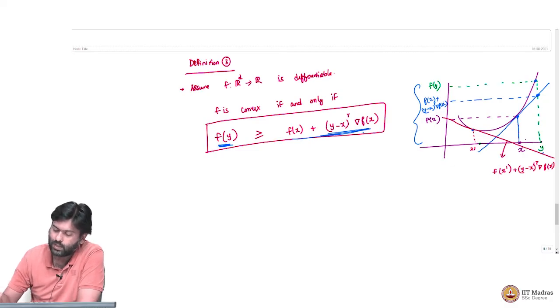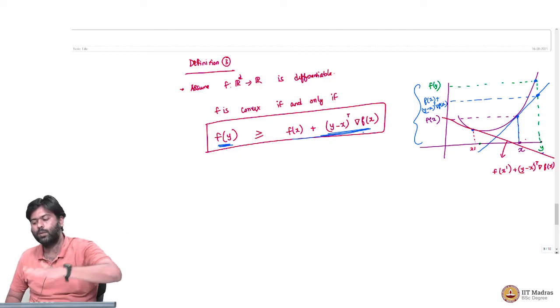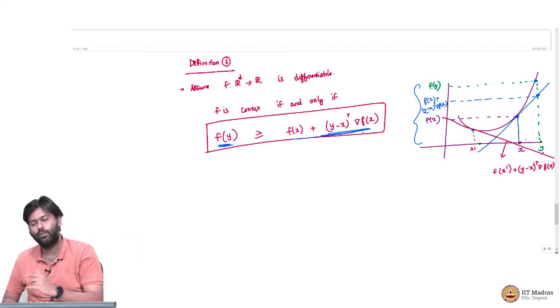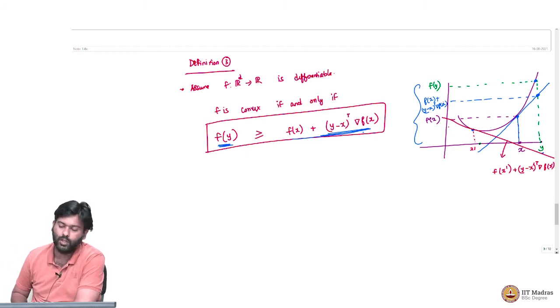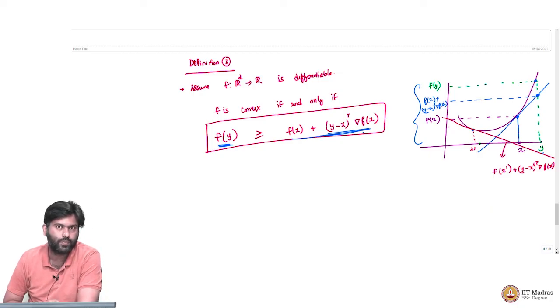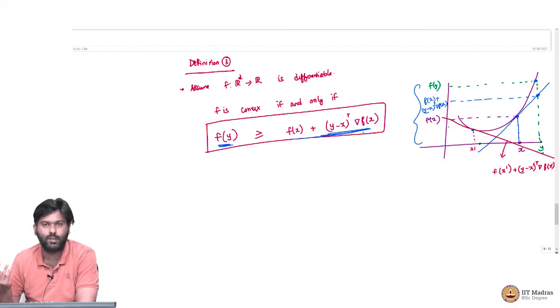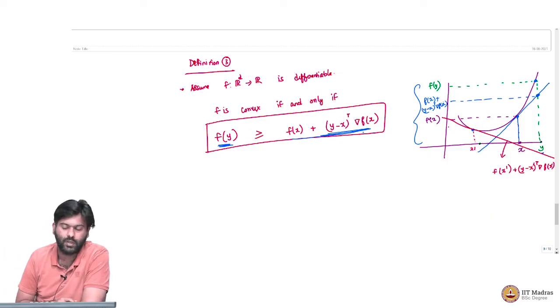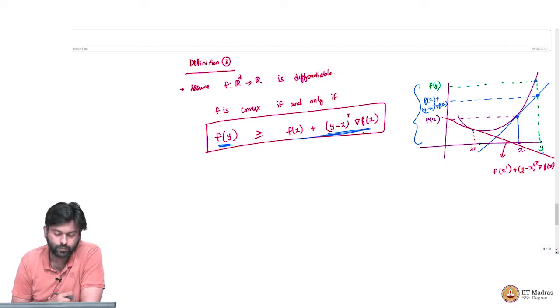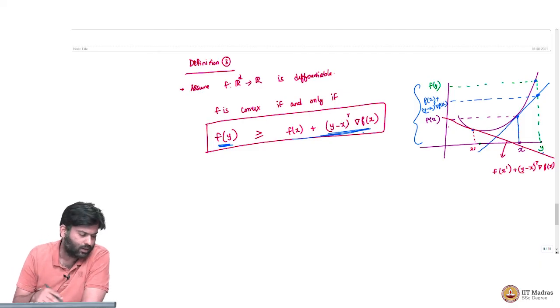Again, you can see that the red line lower bounds the function itself, the blue line also lower bounds the function, and no matter which point you take, the linear approximation of the function at that point is going to lower bound the function. If this happens for every point, then the function is convex. So, this is another alternative definition, which will be very useful in proving certain things about certain machine learning problems also.